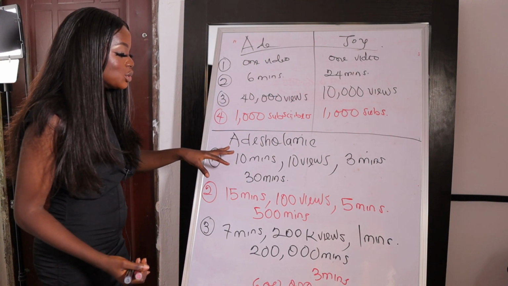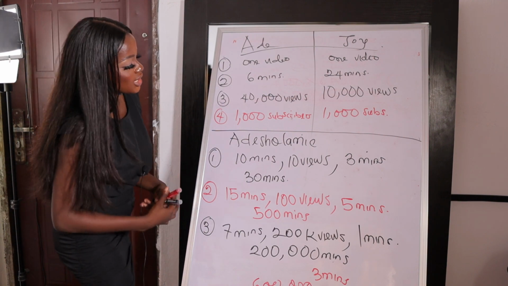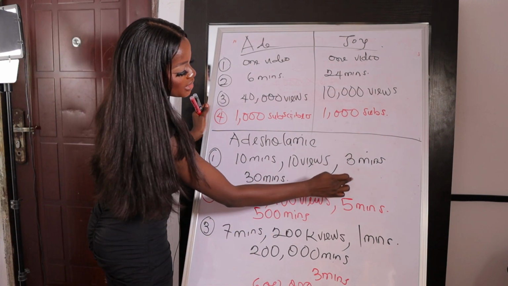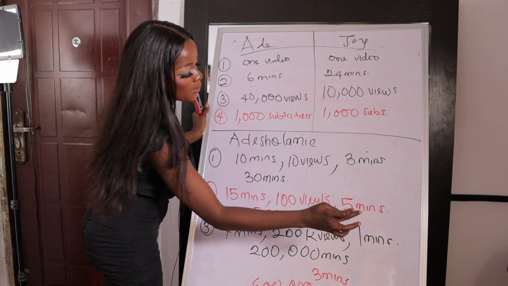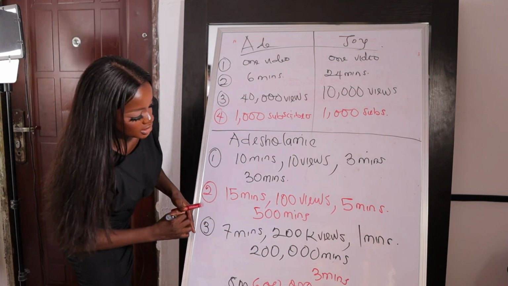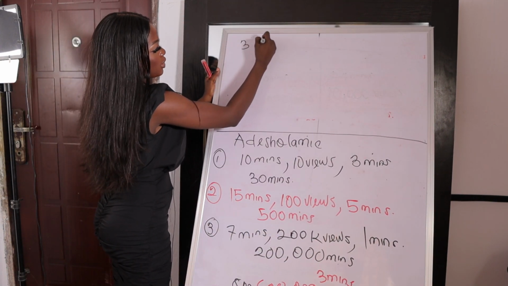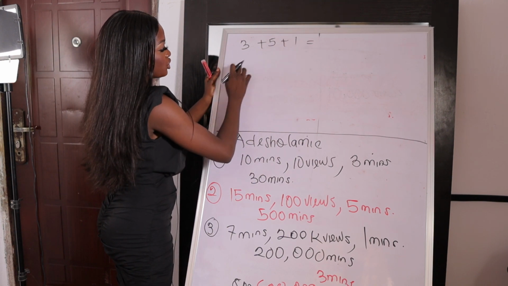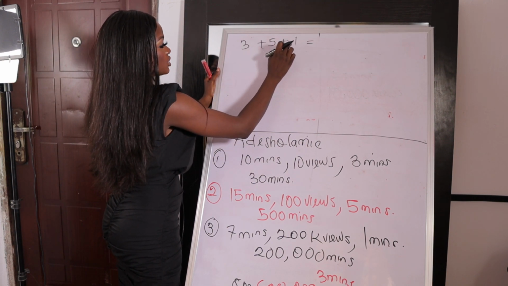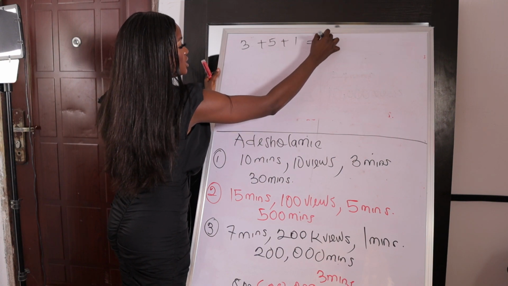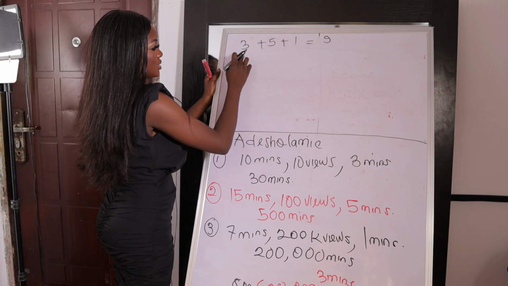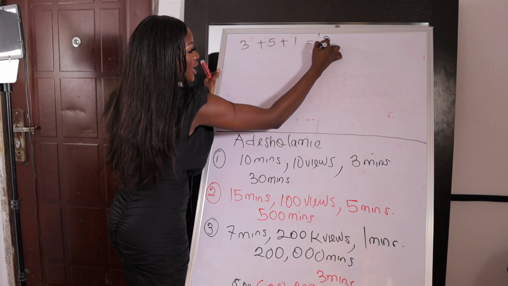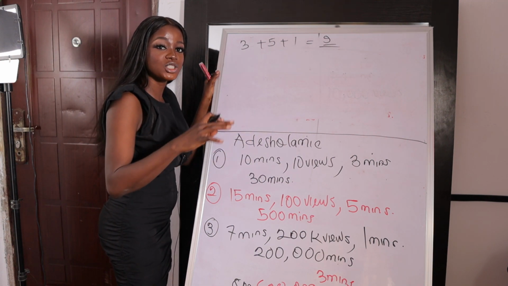Now, let me tell you how YouTube calculates. What YouTube will do is that, you see this 3 minutes plus 5 minutes plus 1 minute. That means your average retention rate is 3 plus 5 plus this one. This is 9, right? You have about 9 minutes retention rate on all your videos.